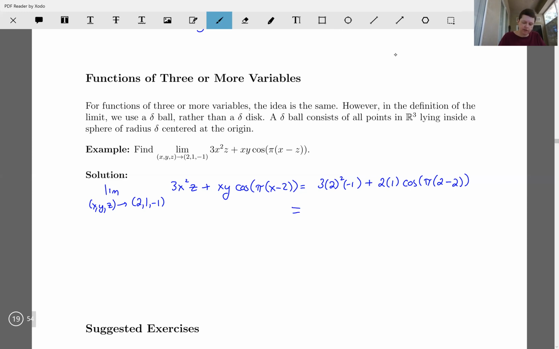So I get -12 plus 2 cosine of 0. Whoops, that's x minus z, and copying right is such a wonderful thing. My apologies, let's try that again. In the cosine term, I have 2 minus z, so replace z by -1. When I evaluate everything, I get -12 plus 2 cosine of 3 pi, cosine of 3 pi being -1, so I get -12 plus 2 times -1, also known as -14. And that's all she wrote for that.